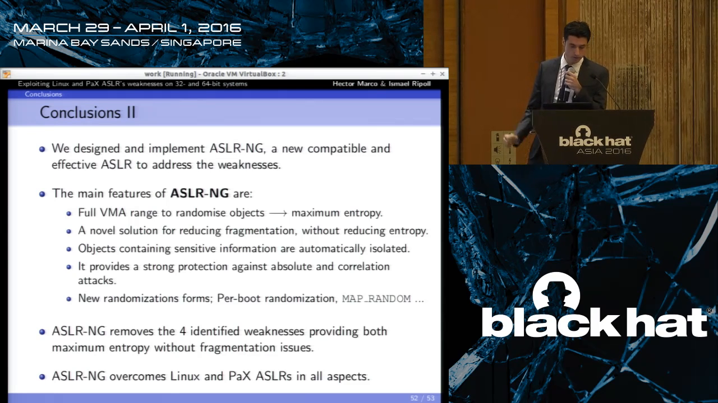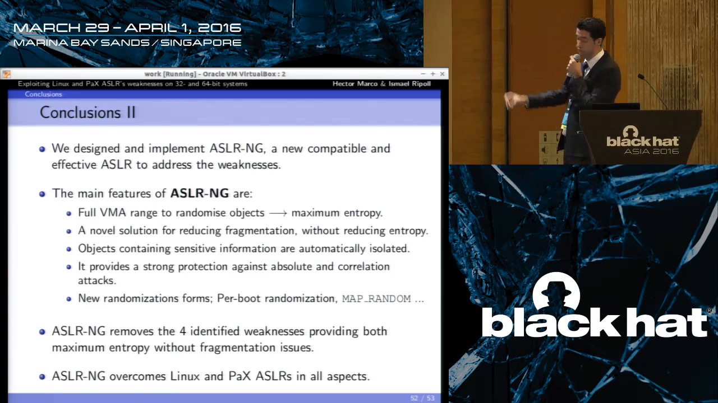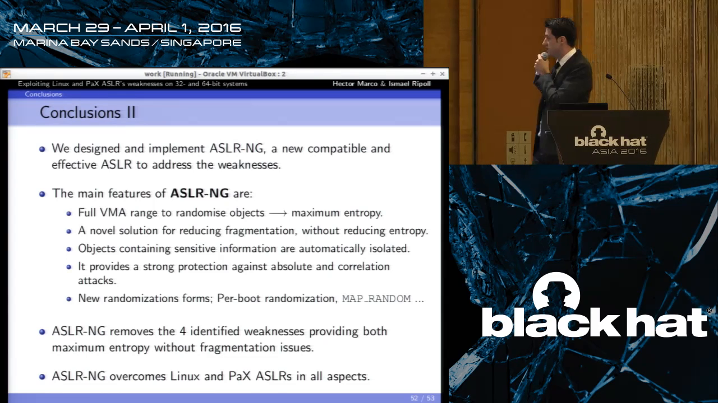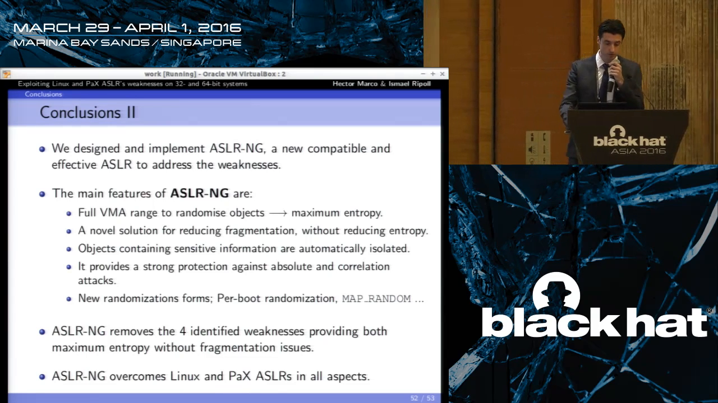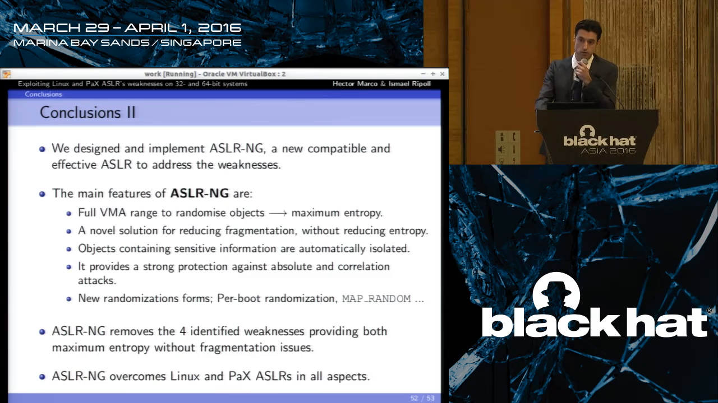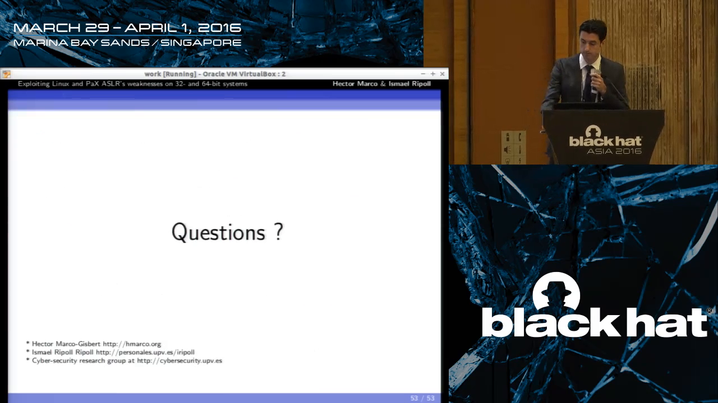ASLR-NG removes the fragmentation issues, providing maximum entropy without fragmentation issues. This is the most important. Okay, and as a final conclusion, I can say that ASLR-NG overcomes Linux and PaX in all aspects, and that's all.